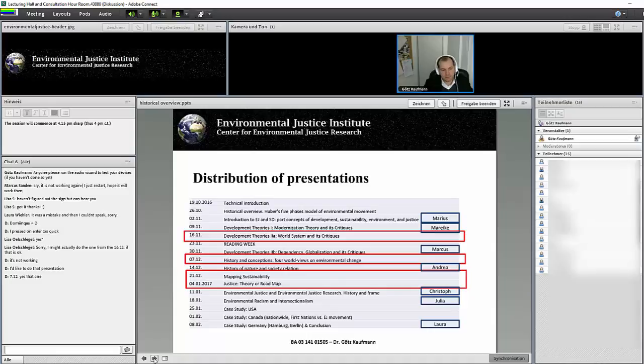Okay, let's continue. There is another spot on 2 sessions. The one is on mapping sustainability, which is attractive insofar as it is only one major article and includes a lot of existing and past movements and gives a quite good matrix-based overview. Lisa. Is that working? Yes, I can hear you. I'd like to do the one on justice. No one is going to fight me for it. Justice Theory or Roadmap on the 4th of January.